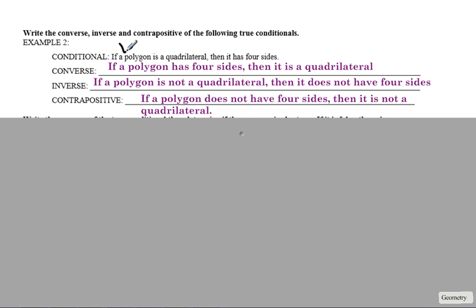Okay, for the inverse, we just had to put a not or no in front of the word is here. And we just had to put a not or no in front of has here. So if a polygon is not a quadrilateral, then it does not have 4 sides. We're just negating our P, negating our Q.